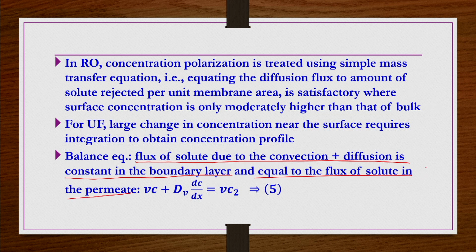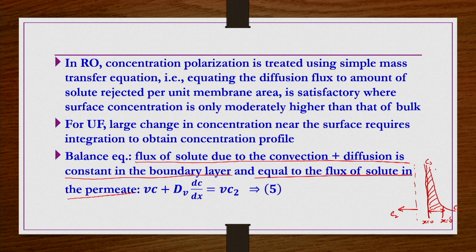So, let us say if I redraw, this is the membrane surface, this is a support, and then here we have the permeate of concentration C2. On the surface the concentration is Cs, and in the bulk it is C1. So, in this distance from x equals 0 to x equals delta, the concentration is changing from Cs to C1. This variation we have to take care of, where convection and diffusion both are taking place.